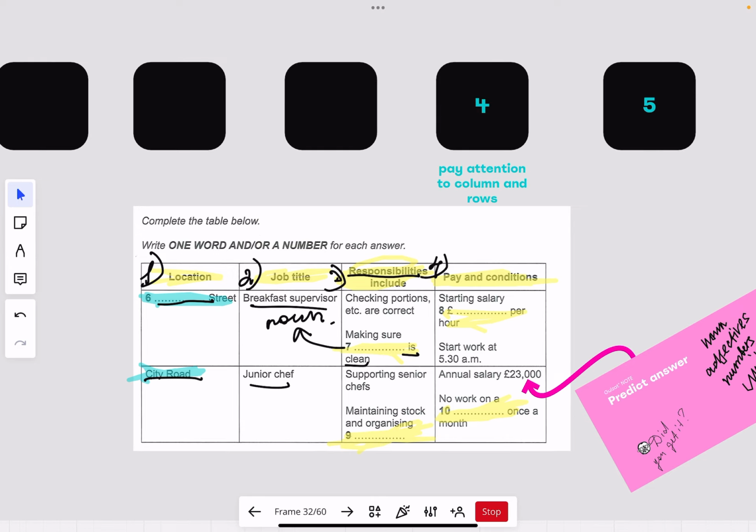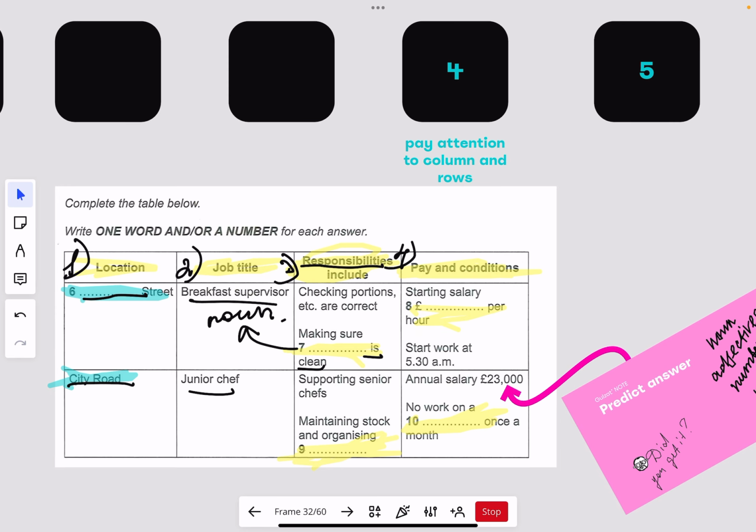Okay, now this one is the fourth one. So starting salary.